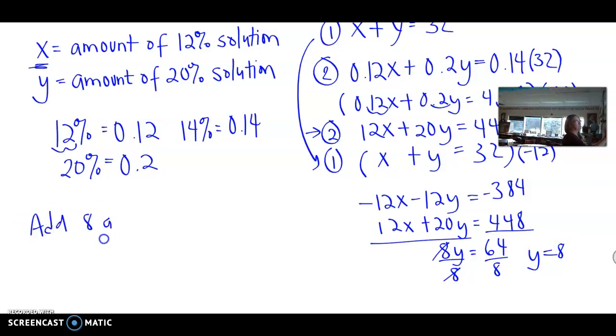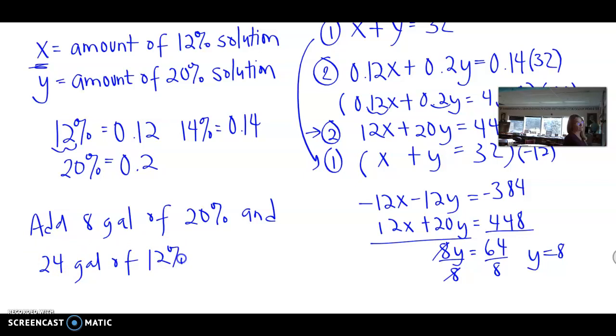and the rest is going to be the 12% solution. So if I do 32 minus 8, I'm going to get 24 gallons of 12% disinfectant solution. And that, at the beginning I said, well, which one would you add more of? And it would be the 12%, because 14% is closer to 12%. So we have a lot more, 3 times more gallons of the 12% solution here.